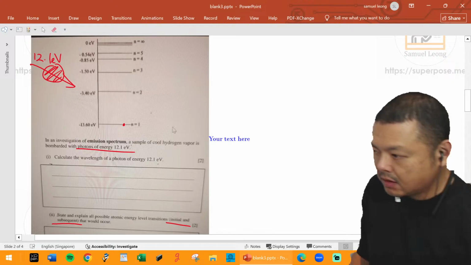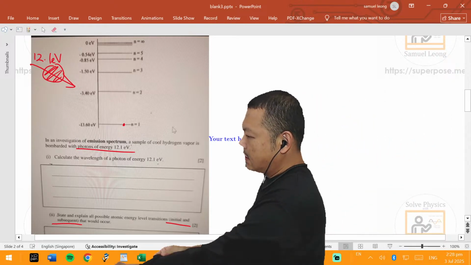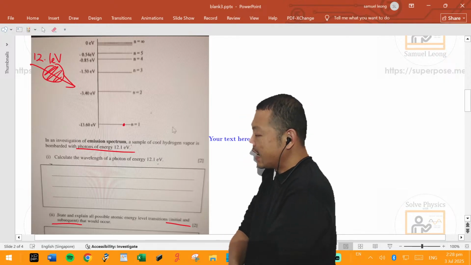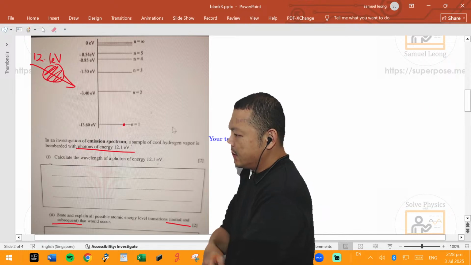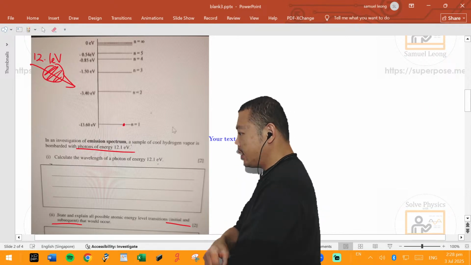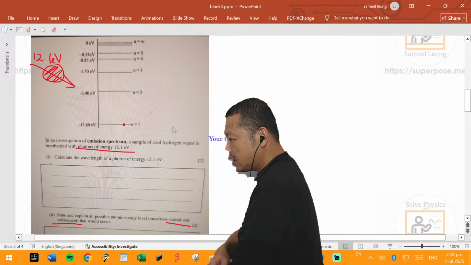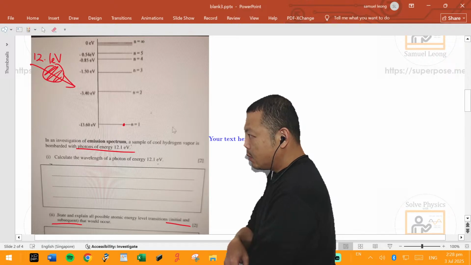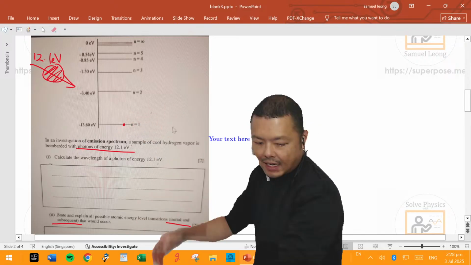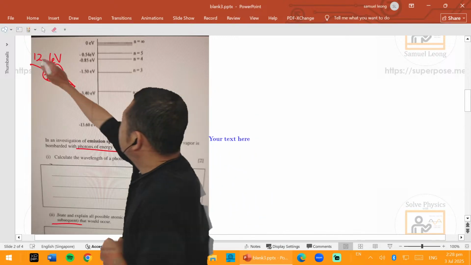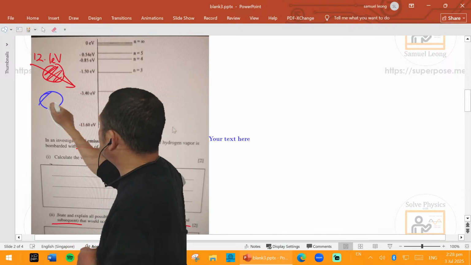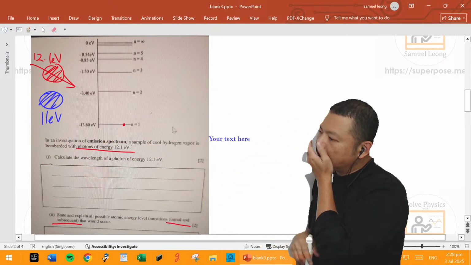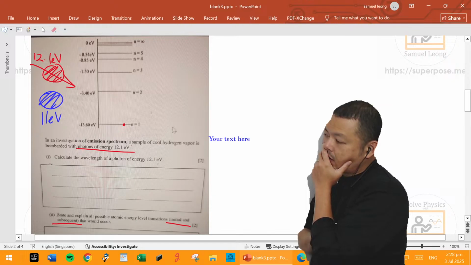I'm asking you whether it will be absorbed. Your job is to check whether or not it can be absorbed. Can it be absorbed? Why can it be absorbed? You mean it can absorb anything? What do I mean? I'm asking you. Okay, let's say I give you an 11 eV photon. Will it be absorbed? Do you think that it can be absorbed?